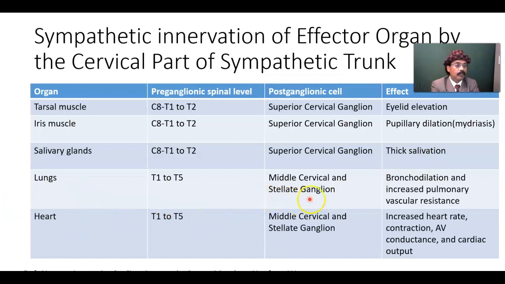Okay, lungs, the sympathetic innervation causes bronchodilation and vasoconstriction. Heart, it gets innervation from the middle and stellate and also from the superior cervical sympathetic ganglion. It will cause increased heart rate, heart force of contraction, atrioventricular conductance, and increased cardiac output.